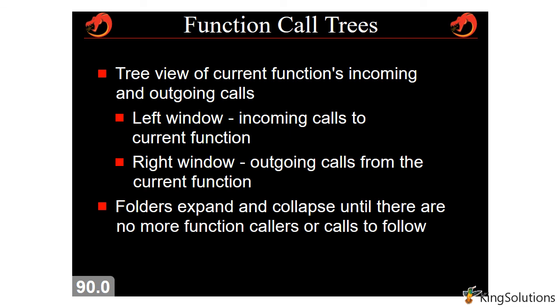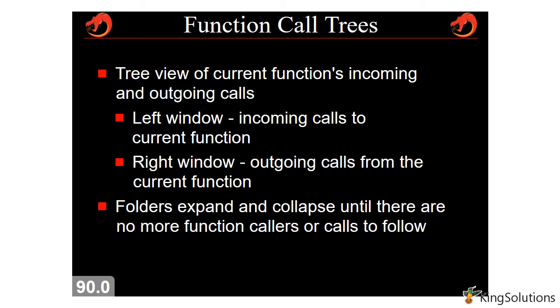Function call trees. Tree view of current function's incoming and outgoing calls. Left window, incoming calls to current function. Right window, outgoing calls from the current function. Folders expand and collapse until there are no more function callers or calls to follow. To open the function call tree, either right-click in a function and choose References, Show Call Trees, or choose the corresponding icon in the code browser icon bar.